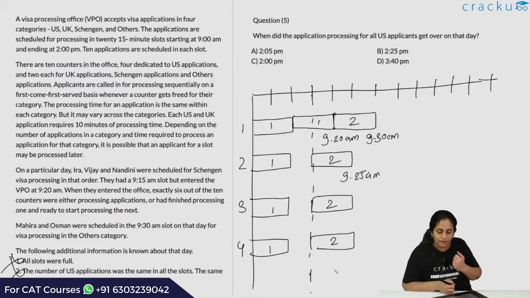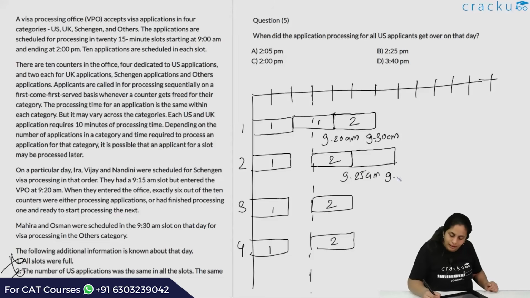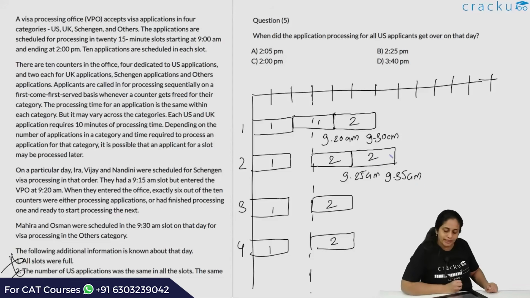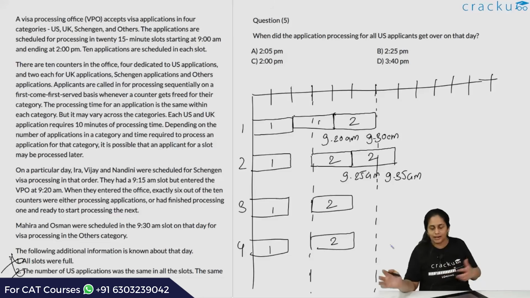We need 1 more person from the second slot. I'll put him over here. So this is the second slot. His work will be done by 9:35 a.m. Now again at 9:30 you get 5 more people coming in. 5 more applicants are ready for processing. So third and fourth counters are essentially chilling. After 9:25 their work is done. So they are essentially relaxing.